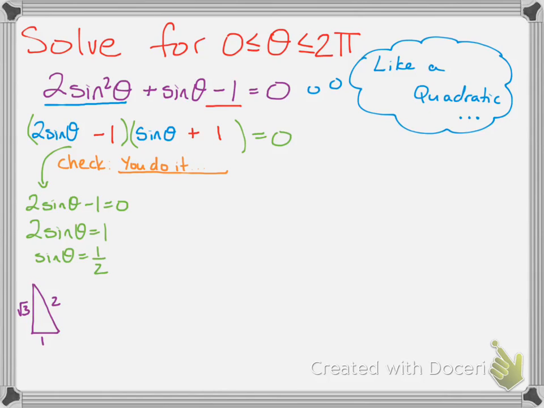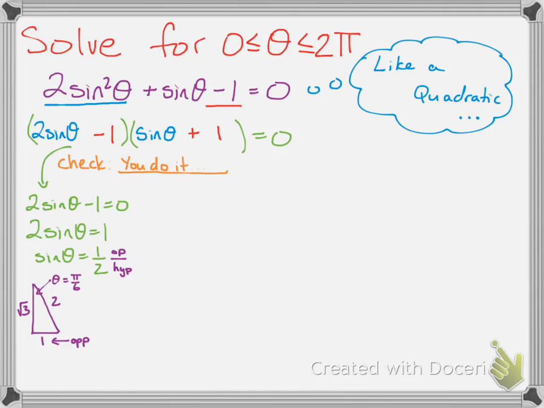So we draw this special triangle, and I know that sine is opposite over hypotenuse, so opposite is 1, and the hypotenuse, of course, is 2, so that means that the angle that we're looking at is the one at the top. And we know that that's pi by 6. Okay? So we have pi by 6.